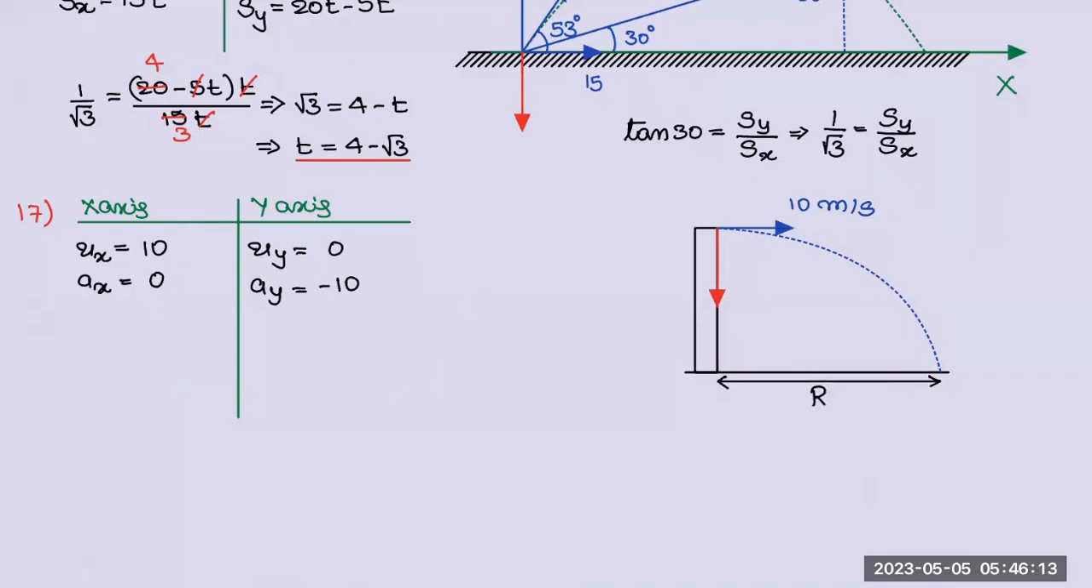Range R, right? Good. How to calculate? Range R means horizontal displacement. So displacement along x-axis? If you want displacement, it is equal to velocity into time, but bad luck, I don't have time. How do I get time?